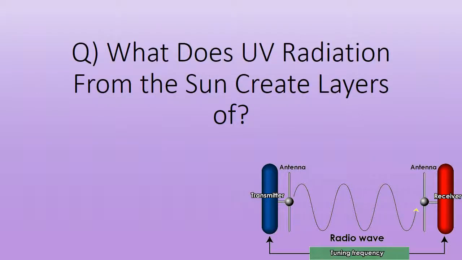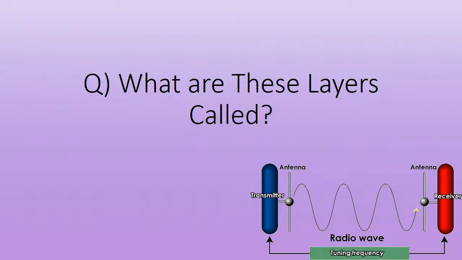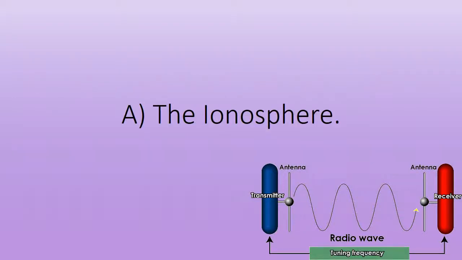What does UV radiation from the sun create layers of? Ionized atoms in the Earth's atmosphere. What are these layers called? The ionosphere.